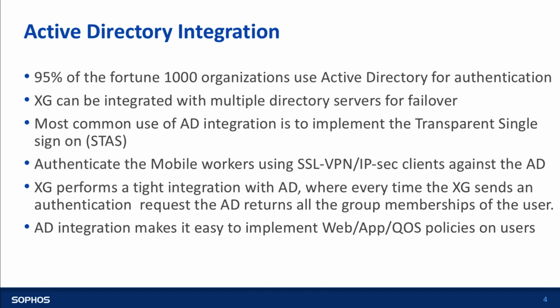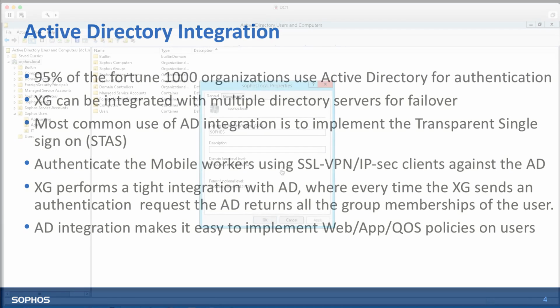XG performs a tight integration with the Active Directory, which means every time XG sends a user authentication request, the directory server responds back with all the group memberships of the user, placing the user in the same groups they belong to on the Active Directory. From an admin perspective, this functionality saves a lot of time and effort to enforce the firewall policies such as web, application, IPS, and traffic shaping policies on the users.